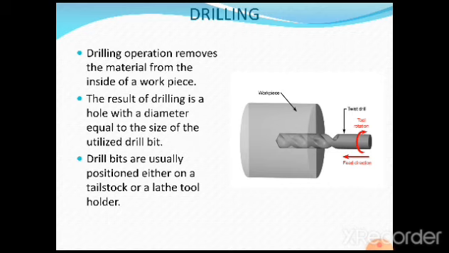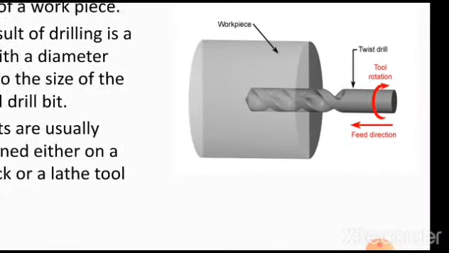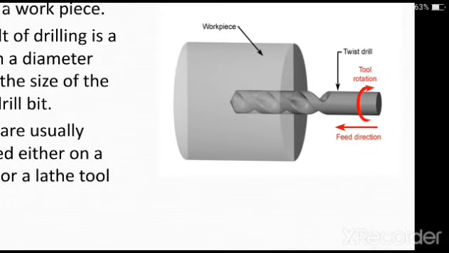But in case of drilling, we remove the material of the inside surface. Inside, we are going to produce a certain diameter hole by using the twist drill. The result of drilling is a hole with a diameter equal to the size of the utilized drill bit. So whatever you are going to see on the screen, again I am going to make it slightly larger.